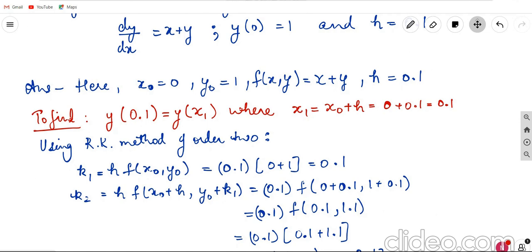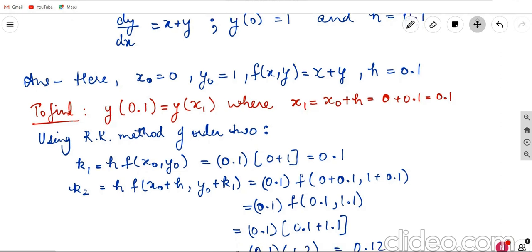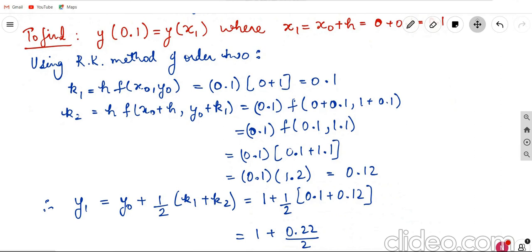order 2. So k1 would be h times f of x naught, y naught, that is h times x naught plus y naught. So here I am getting k1 as 0.1. k2 would be h times f of x naught plus h, comma y naught plus k1. When I substitute the values, I am getting f of 0.1 and 1.1. So I'll add them, 0.1 plus 1.1, which is equal to 0.1 into 1.2.